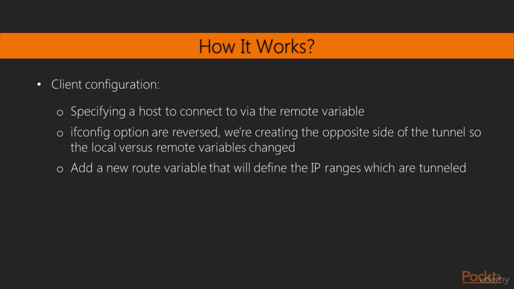Okay, now we'll look at the client configuration. You'll see the configuration here is very similar. The big difference is that you're specifying a host to connect to via the remote variable. This may be the host name or IP address of your public IP address. The options to ifconfig are also reversed since we're creating the opposite side of the tunnel, so the local versus remote variables changed. We also add a new route variable that will define the IP ranges which are tunneled.